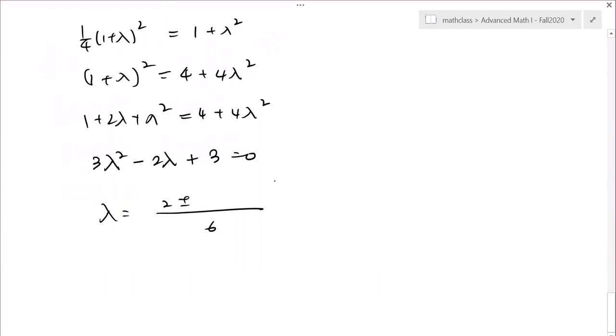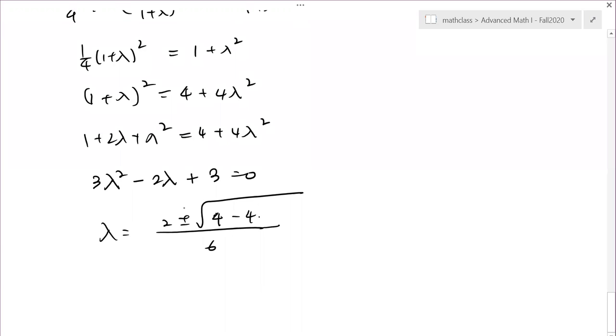Minus b plus or minus the square root of b squared minus 4ac. Okay. Did I make a mistake? Okay, wait a minute. Do I have any solutions? No, I don't have any solutions. So I have to double check. Okay. So there was a sign mistake, I guess.